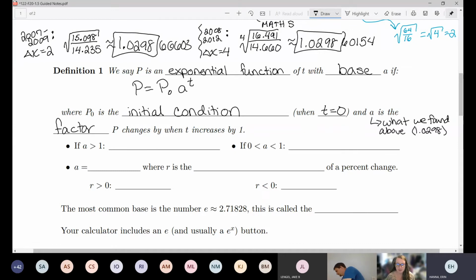Now we also have some classifications for exponential functions, and it kind of depends on what the value of A is. So if A is greater than 1, we're going to have what's called exponential growth. That doesn't look like an R. Let me rewrite that. Growth. If A is between 0 and 1, we have exponential decay.